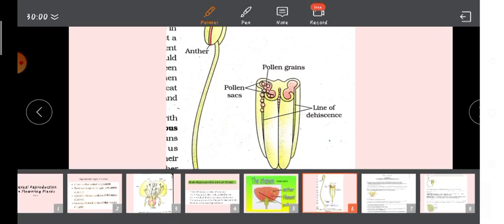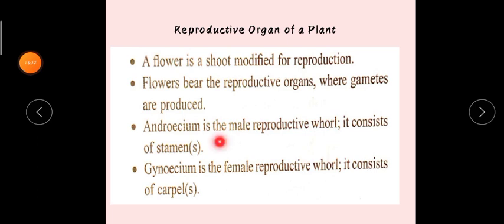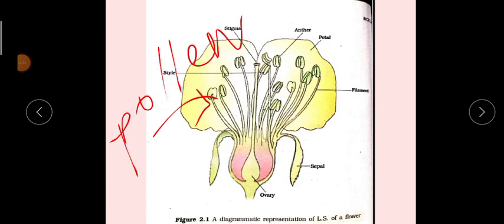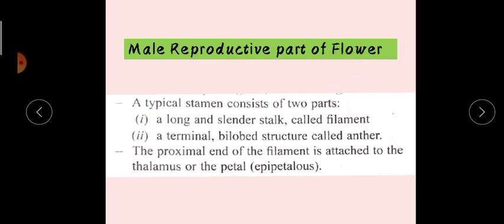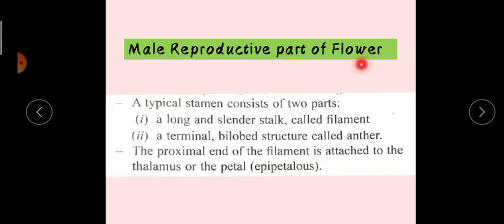So this is how the male reproductive part of the flower is being developed, and how pollen grains are being developed. Okay, so with this we end the male reproductive part of a flower.